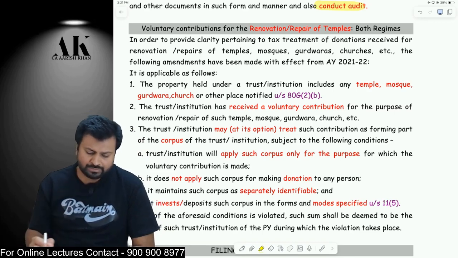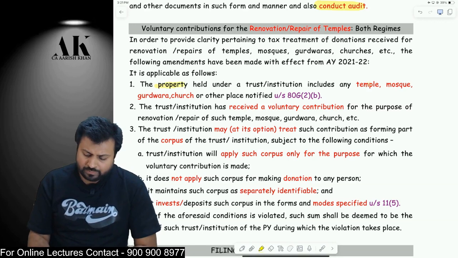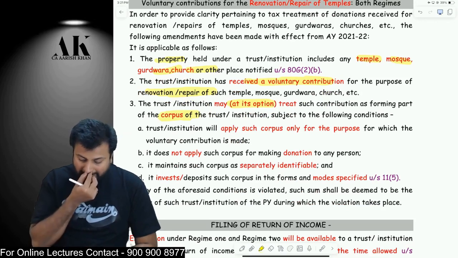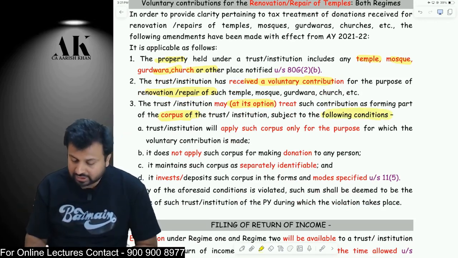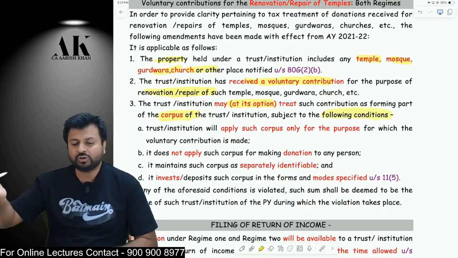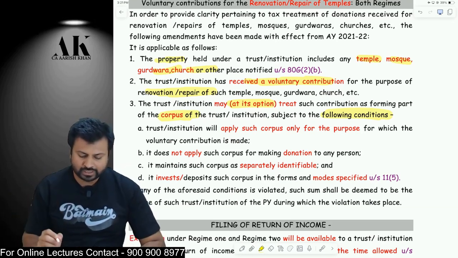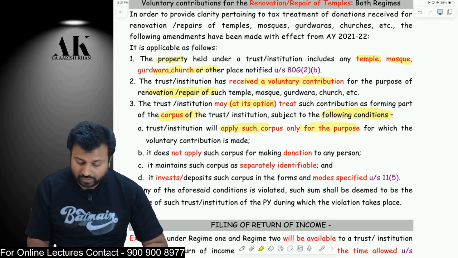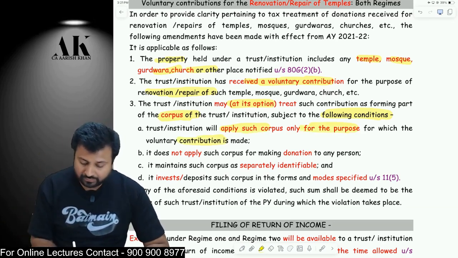Now, what are the conditions applicable to this? The property should be a temple, mosque, church, gurudwara, etc. And you have received a voluntary contribution for repair or renovation. Then I have an option to treat it as corpus, subject to some conditions. By treating it as corpus, I will enjoy the exemption under the income tax law. Now, what are the conditions? The trust will apply such corpus only for the purpose, that is, only for repair and renovation.